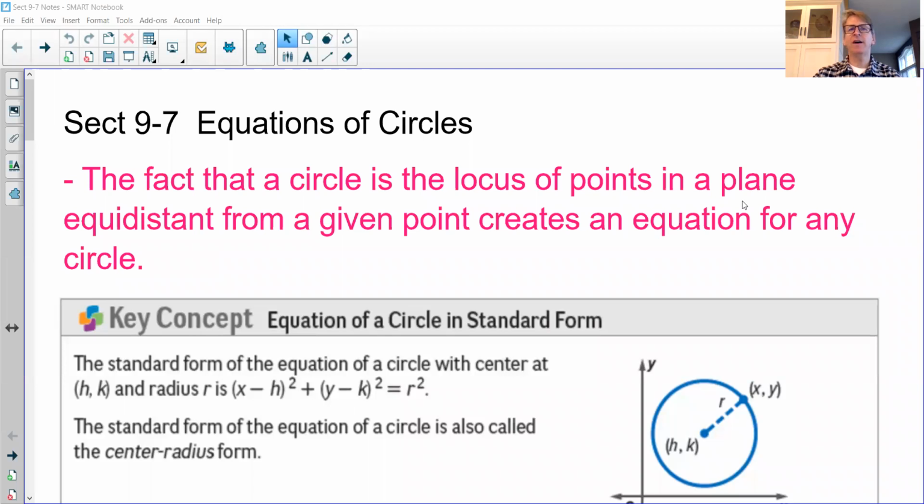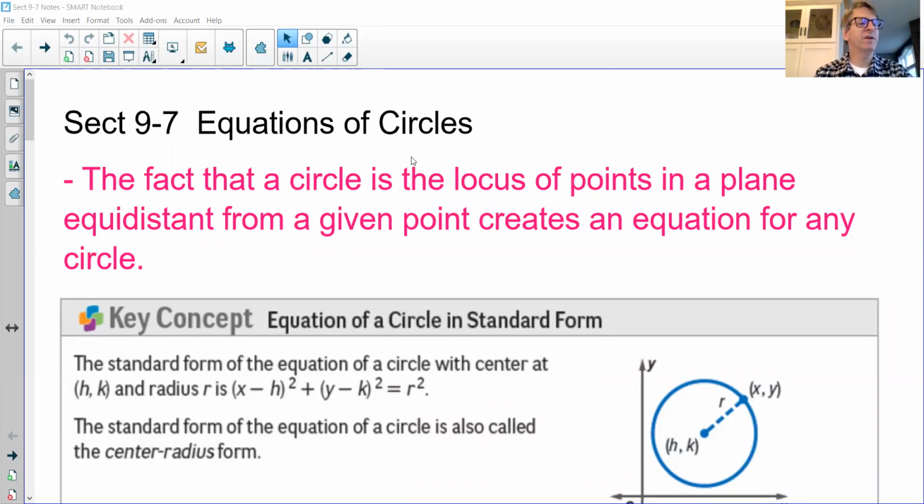Hello, today we're discussing section 9-7, equations of circles. Let's get started. Okay, it's 9-7, equations of circles.